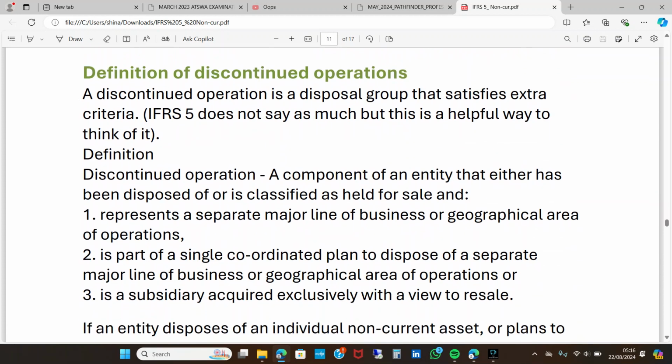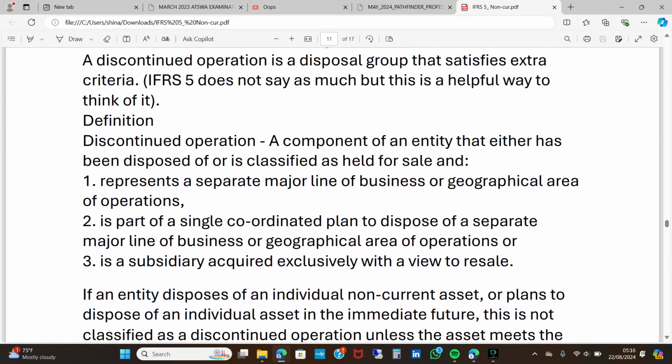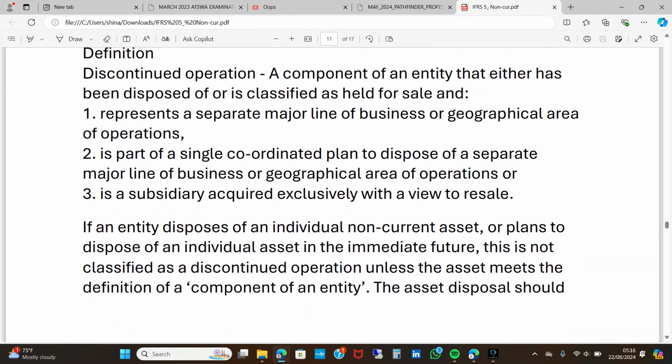Okay, now let's look at what is a discontinued operation. Please write it down so it comes out. They can ask you, what is a discontinued operation? Define a discontinued operation as required by IFRS 5, or as defined by IFRS 5. It says a discontinued operation is a disposal group that satisfies some extra criteria. IFRS 5 does not say as much, but let's look at it now. A discontinued operation is a component of an entity that either has been disposed of or is classified as held for sale.